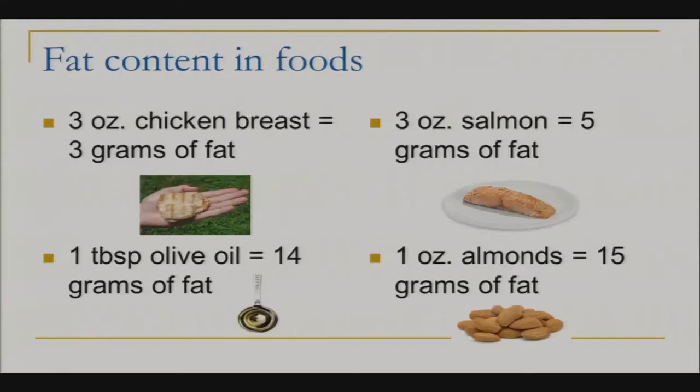Here are some common foods and the fat content in them. 3 ounces of chicken breast has 3 grams of fat. 3 ounces of salmon, 5 grams of fat. A tablespoon of olive oil, 14 grams of fat. And an ounce of almonds, 15 grams of fat. Now remember, I said for every gram of fat, there's 9 calories. So that tablespoon of olive oil at 14 grams of fat is going to be about 120 calories.